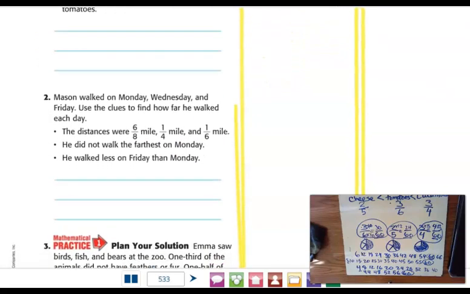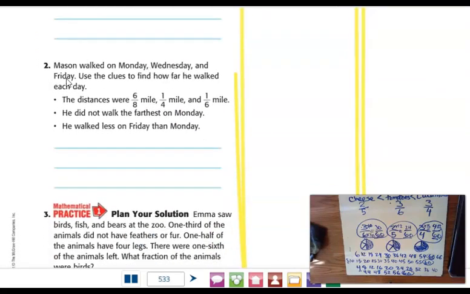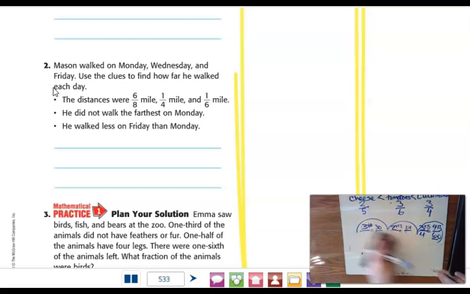All right. Mason walked on Monday, Wednesday, and Friday. Use the clues to find how far he walked each day. The distances were 6/8 of a mile, 1/4 of a mile, and 1/6 of a mile.